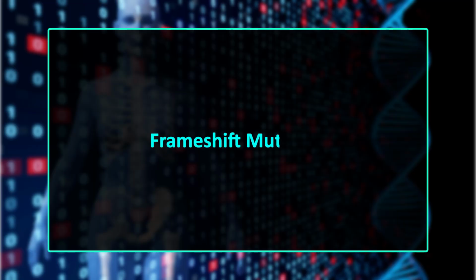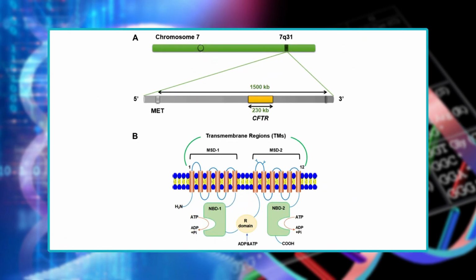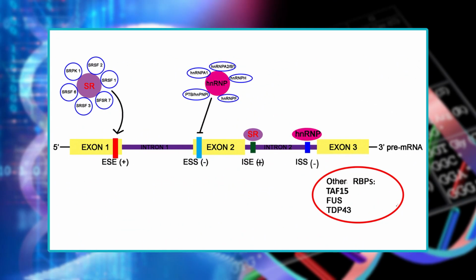Dear students, let's now discuss the frameshift mutation. When the reading frame of the genetic code is altered by the insertion or deletion of one or more bases, it is called frameshift mutation. Two frameshift mutations in the CFTR gene cause cystic fibrosis. One involves the insertion of two nucleotides and the other involves the deletion of one nucleotide.